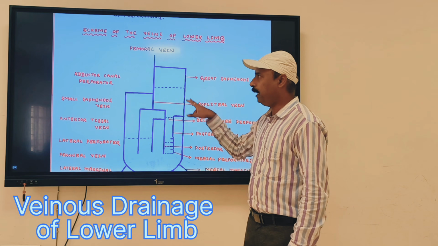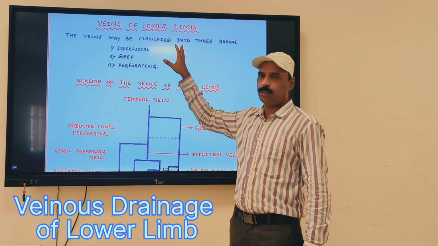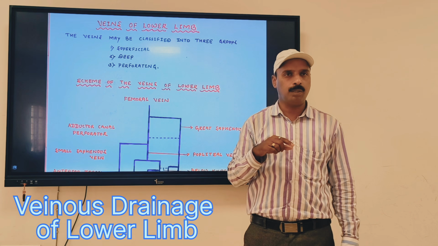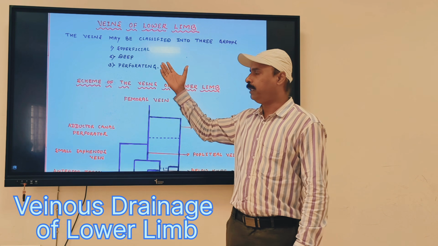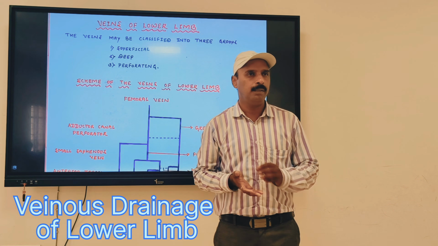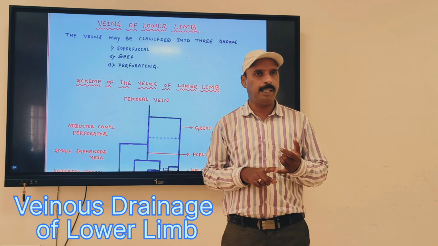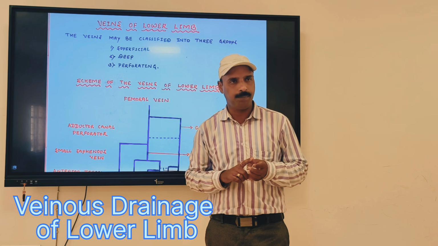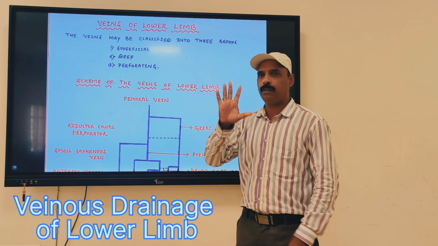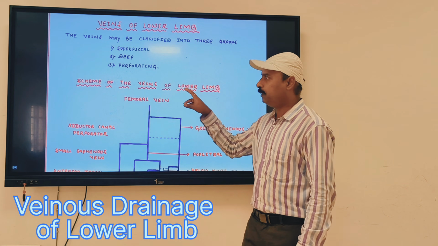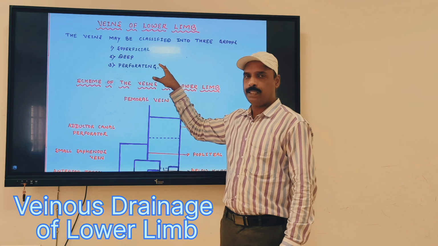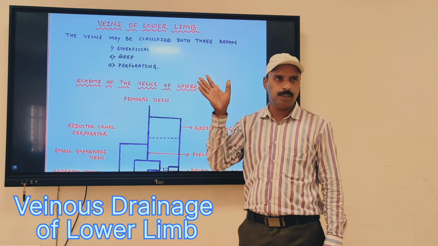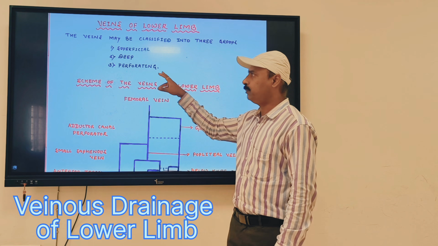So we can classify the veins into three parts: superficial veins, those are the great saphenous vein and short saphenous vein, and deep veins, those are the peroneal vein, anterior tibial, posterior tibial, popliteal vein and femoral vein. So all these veins are covered, so you should know that. Then the perforating veins, which connect the superficial to the deeper ones, which we call.